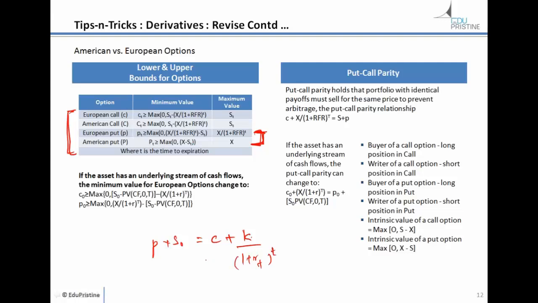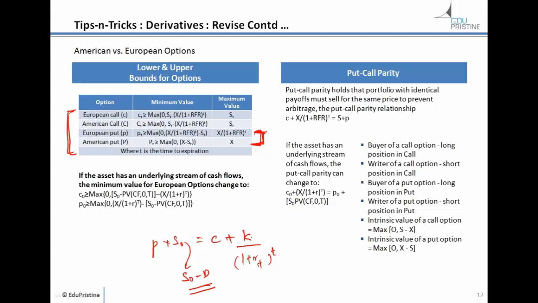Now in case there is a dividend which is being paid, effectively dividend is nothing but an income, which means I should adjust my stock price by the dividend, and income is always subtracted while looking at the put call parity or while deriving the futures price. So costs are always added, income is always subtracted.